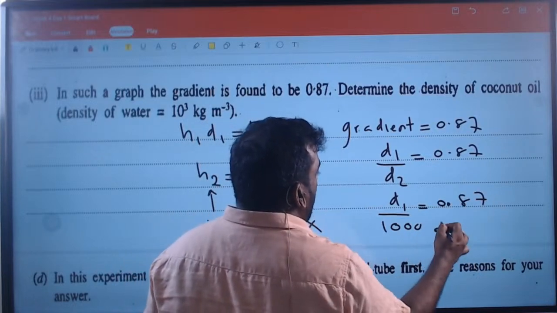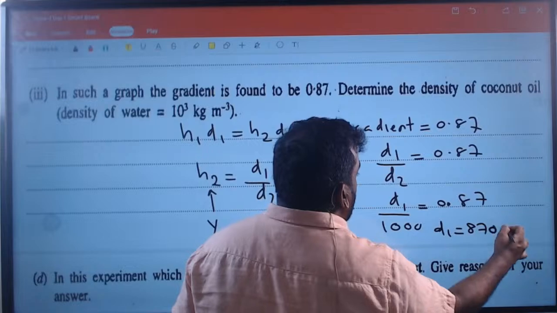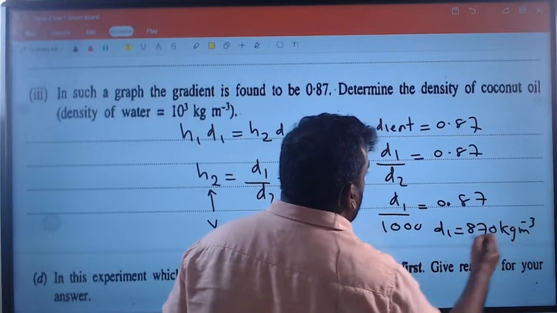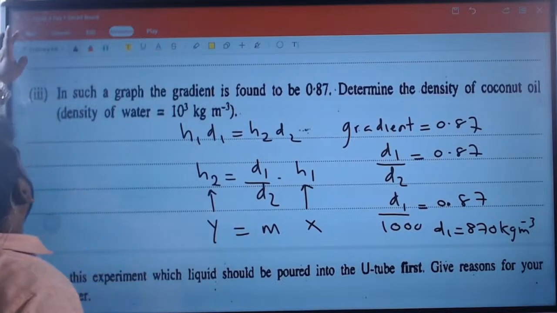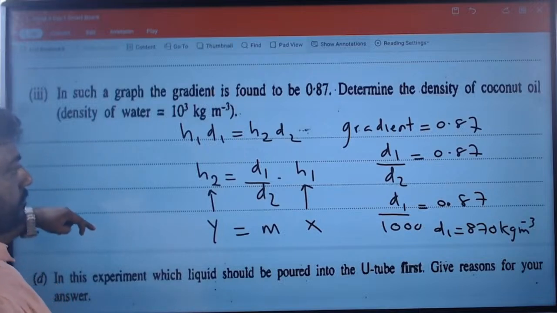From this you can find D1, how much? 870 kilograms per meter cube. Okay. 870 kilograms per meter cube. Right. Okay now?